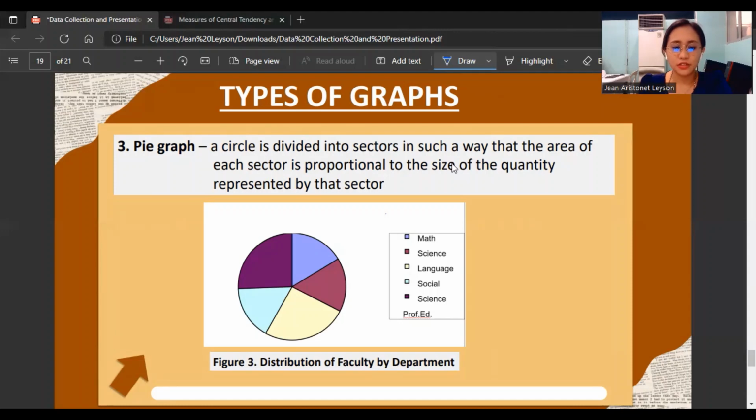So this is a distribution of faculty by department. There are legends here on the right side. So the colors represent a certain department. So let's say this one, this is the social science department. This one is the science department, the representation. This is the prof ed department. This is the math department, and this is the language department.